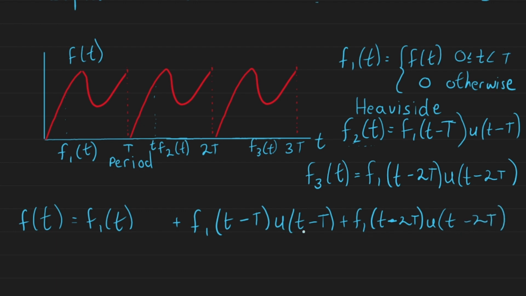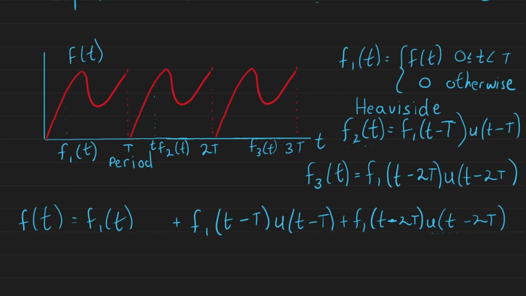So this u(t - T) switches on the function during this period of time between T and 2T, and this u(t - 2T) switches on the function between 2T and 3T. However, if we look at f1(t), we need to say that the function is only on during this time from 0 to T. And how would we do that? We would need to apply the Heaviside unit step function between 0 and T.